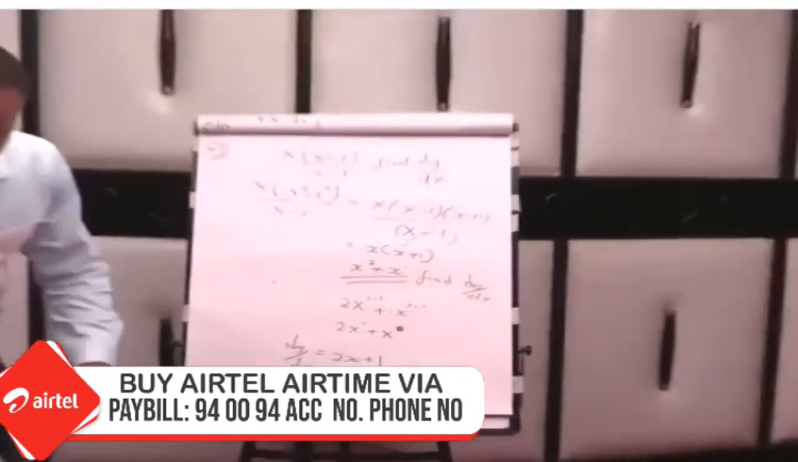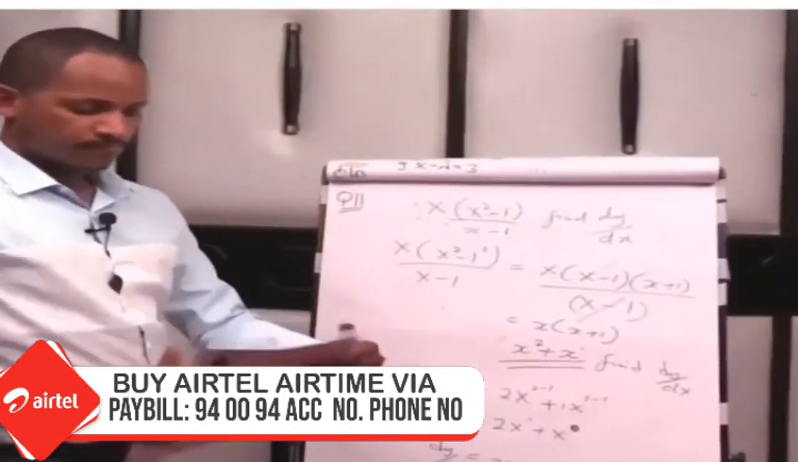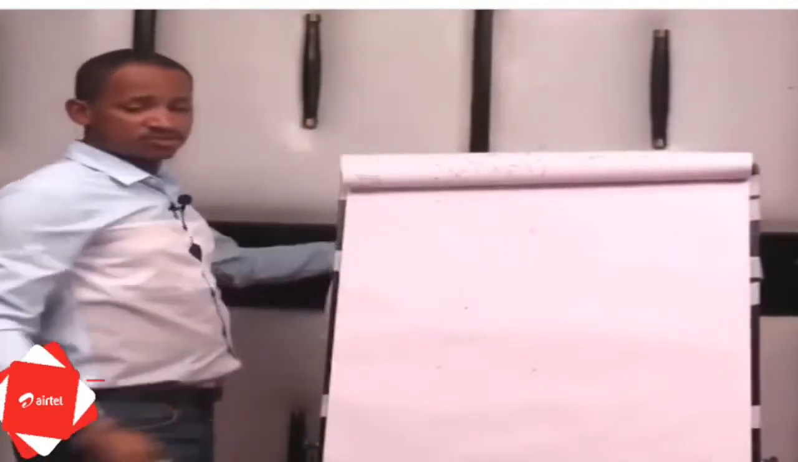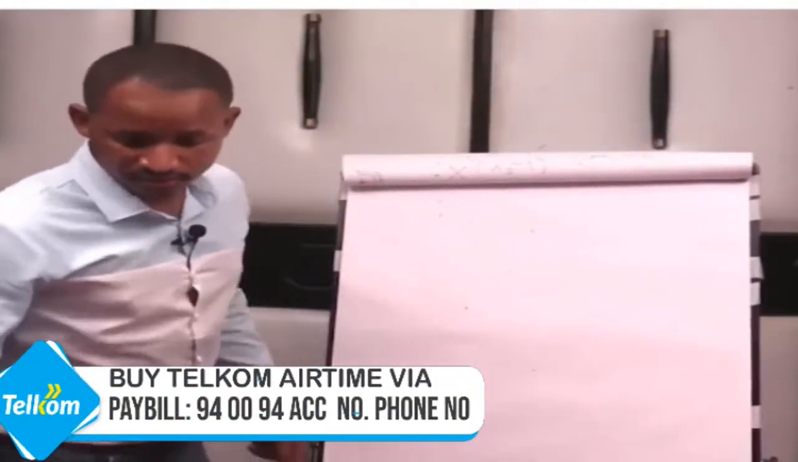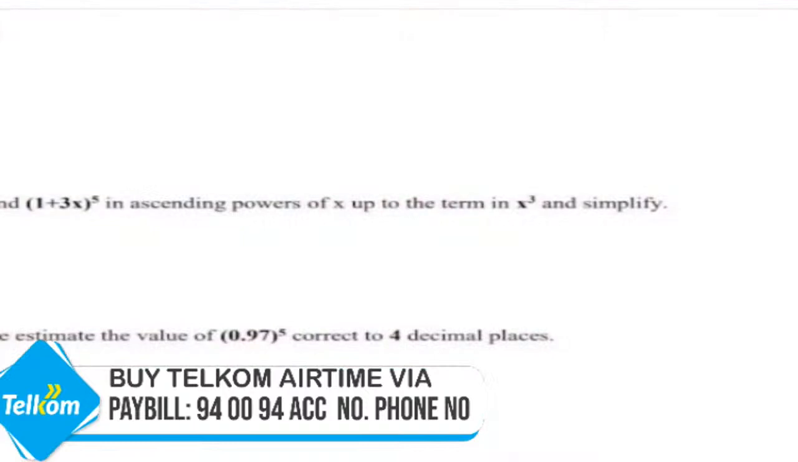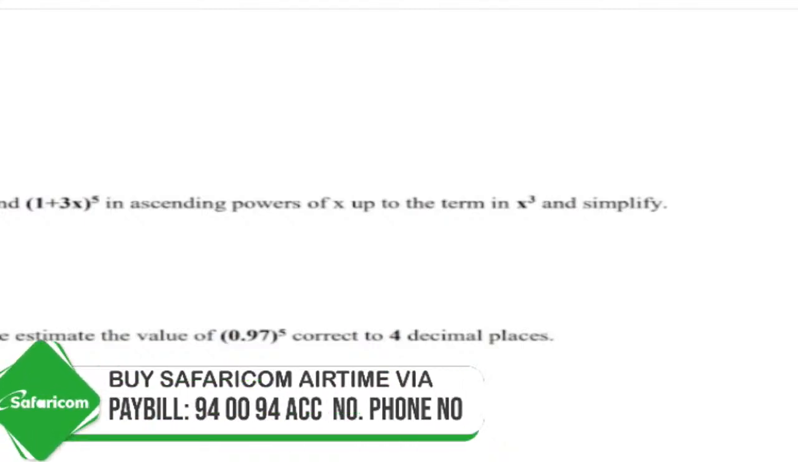Question number 12. Binomial expansion will not miss. We'll never miss. This differentiation will never miss. All these topics will never miss. So you are told to expand 1 plus 3x raised to power 5 in ascending powers of x up to the term x cubed, and simplify. So when you are told to expand this, you get the factors of 5.